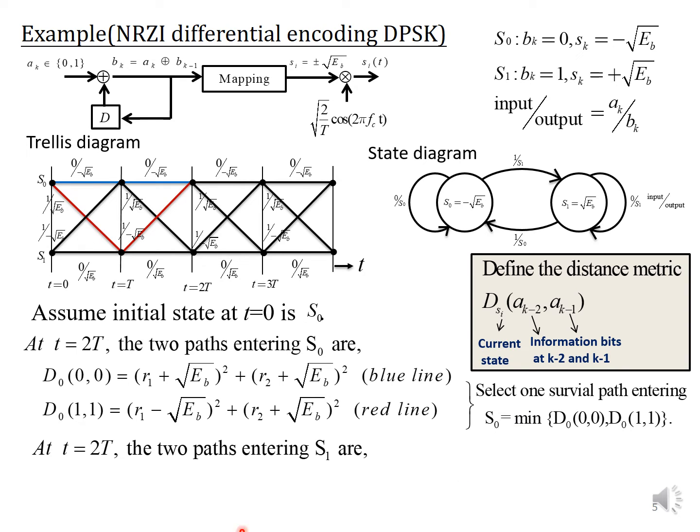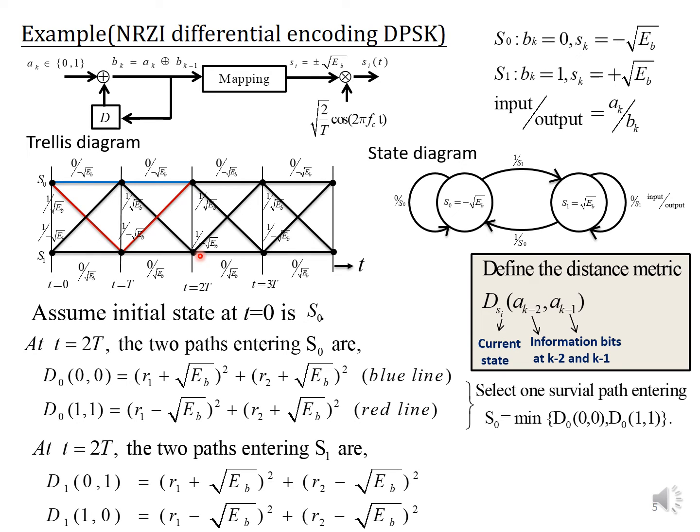Also, at t equal to 2T, entering S1 here, that begins with S0 but ends with S1. How many possible paths are there? Again, there are two possible paths, right? It's 0,1 and 1,0 for the a_k. There are two possible paths. Again, there are two possible paths.